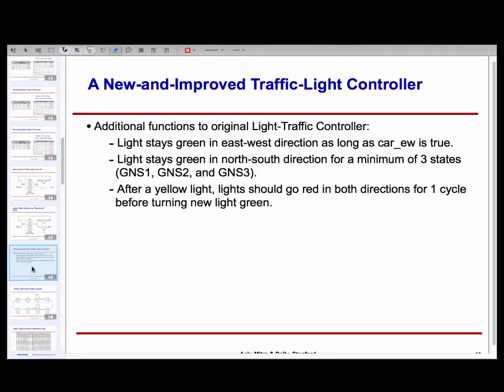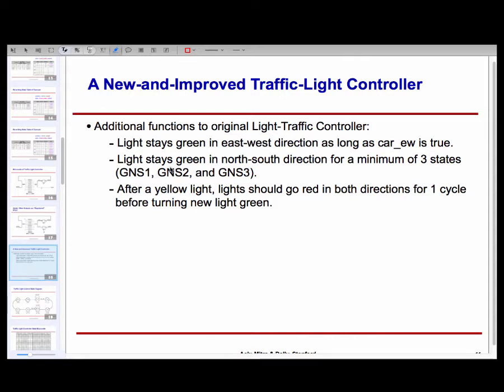Okay, so let's say I want to make changes to this thing. So for example, let's say I want to add some additional functions. Thus far what was happening was when the car east-west sensor went high, we let the light be green for 1 clock tick. But let's say we want to modify it so that the light should remain green as long as car east-west sensor is reporting there is a car. So if there is any car on east-west, we will keep letting it go. Okay, so we get the priority.